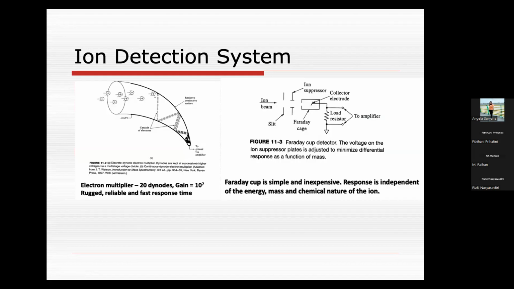Berikutnya, ion detection-nya tadi sudah dijelaskan. Ion detection biasa menggunakan electron multiplier, yang tadi mendeteksi suatu ion.